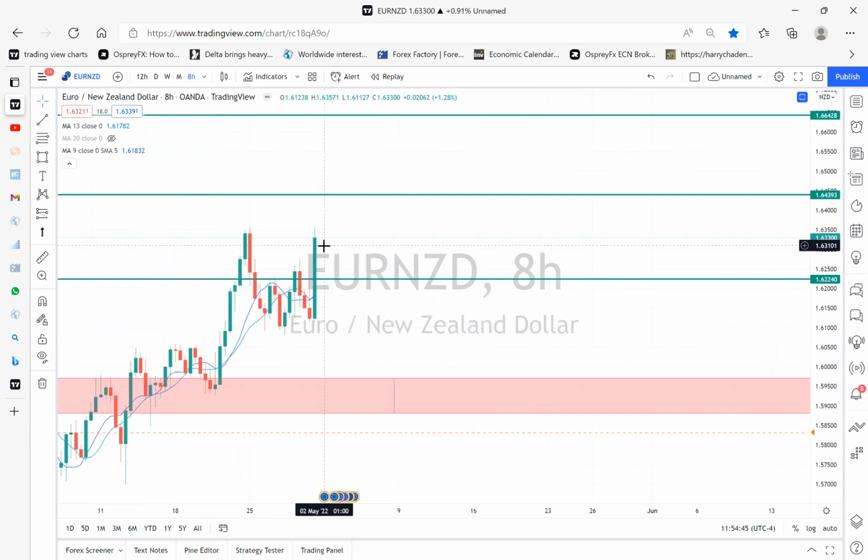The concept behind a daily stop run or a classic stop run is price is gonna wick. You're gonna have a wick at that area.